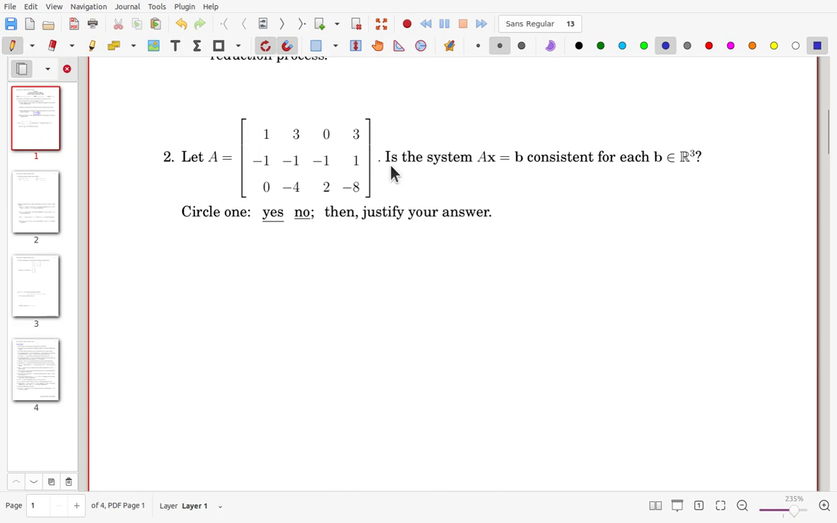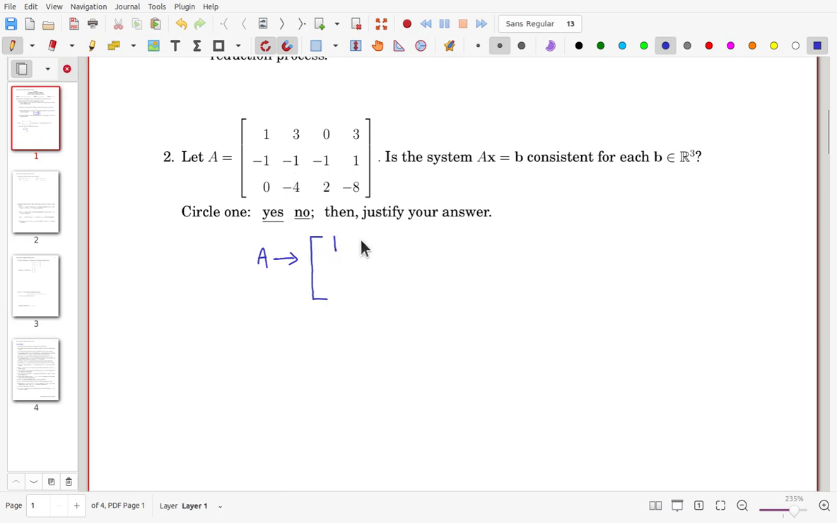A is given here, and is the system Ax equals B consistent for each B in R3? We'll try to answer the question and justify our answer. Here, to be consistent, each row should have a pivot position. So we may start with A and try to get an echelon form.